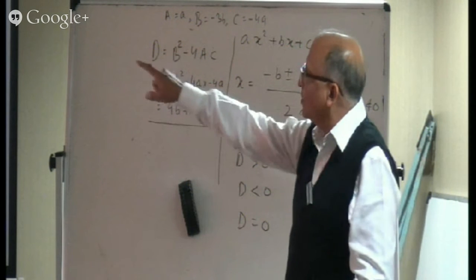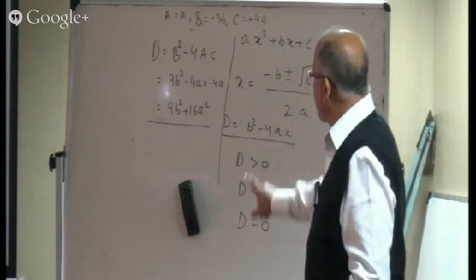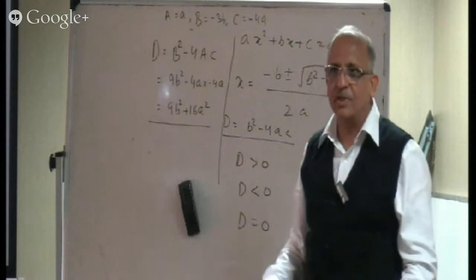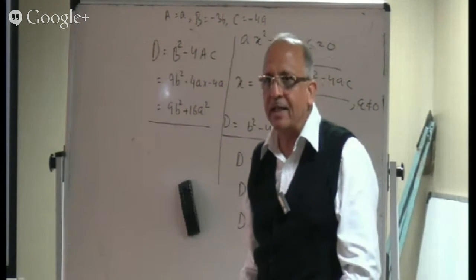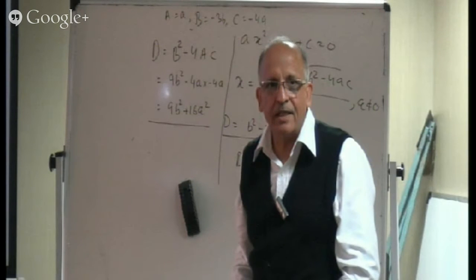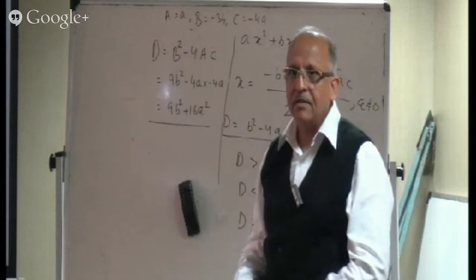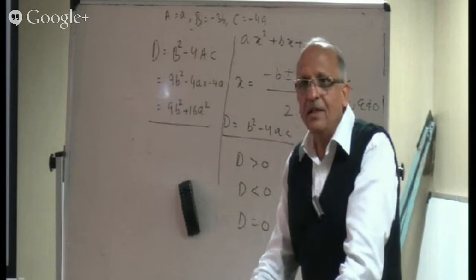So the last choice will be there, because if d is this quantity, a perfect square added to a perfect square, it has to be greater than 0. Whenever discriminant is strictly greater than 0, the roots are real and distinct. What is the condition for real and equal? D should be 0.